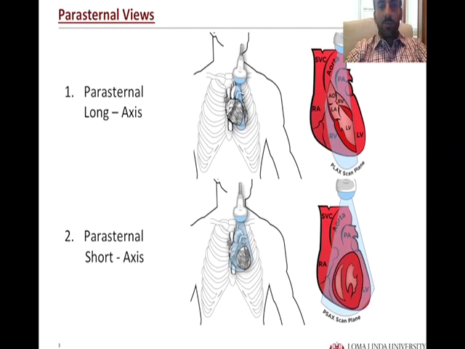For this section, we'll talk about the parasternal window and how it will provide 2 particular views of interest for insonating the heart. These are the parasternal long axis view, which, as the name says, will allow us to have a long axis cross-section of the left ventricle, and the parasternal short axis view, which will allow us to get a short axis cross-section of the left ventricle.